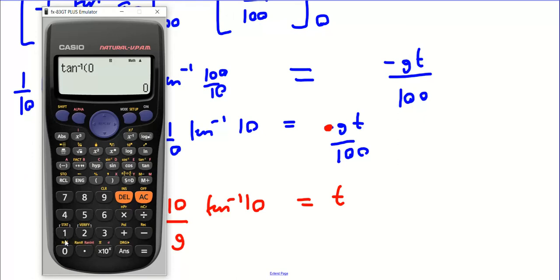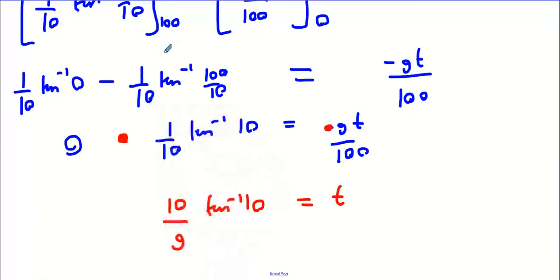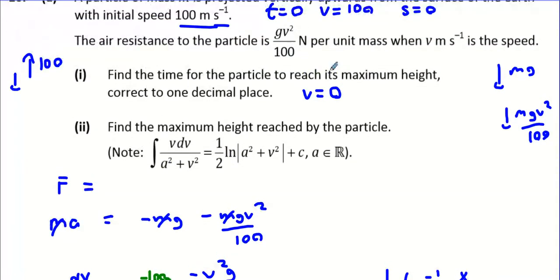Put that into the calculator. 10 divided by 9.8, tan inverse 10, shift tan inverse 10. Okay, are we in radians? Got to be in rad for this. Shift, setup, rad. There we go. T equals 1.501 seconds. Okay, and I know that's definitely the correct answer. Okay, so we got T equals 1.501. That's brilliant.